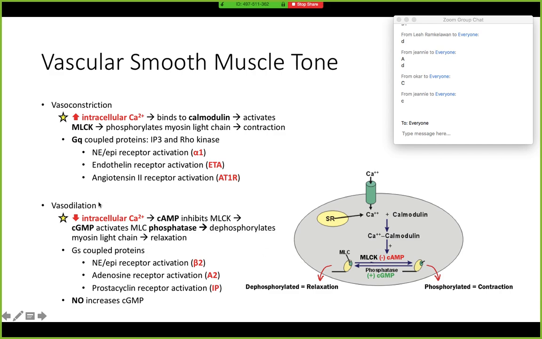On the other side of things, if you have a decrease in intracellular calcium, cyclic AMP is going to inhibit myosin light chain kinase, and cyclic GMP is going to activate myosin light chain phosphatase. So myosin light chain phosphatase is going to rip off the phosphate and lead to relaxation. So relaxation of the vascular smooth muscle is going to lead to vasodilation.